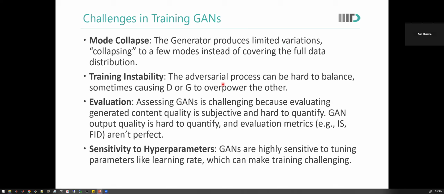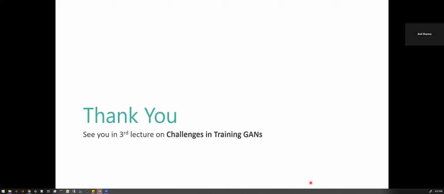There is also training instability. It is very hard to balance the training between G and D. Then there is evaluation. One common problem is how will you say that the data generated from the GANs is real? It is very hard to quantify the quality of the data. We'll see what metrics you can use, and these are very sensitive to hyperparameters, for example learning rate and so on. We'll see the solutions to these in the next slide.